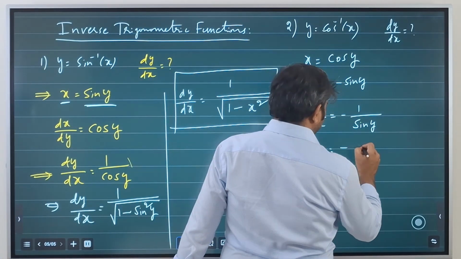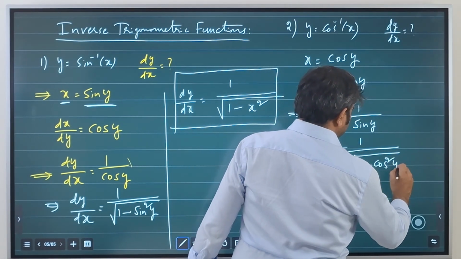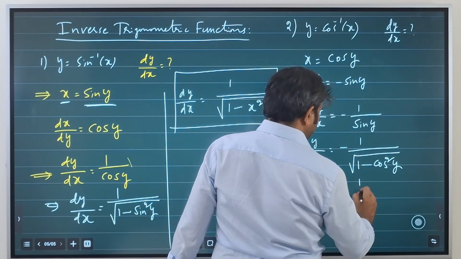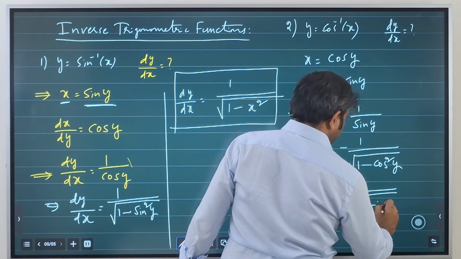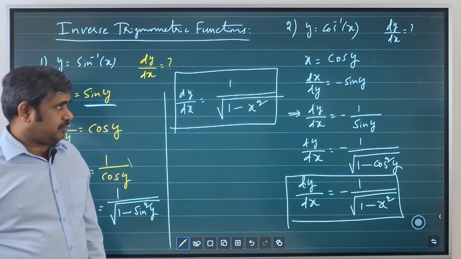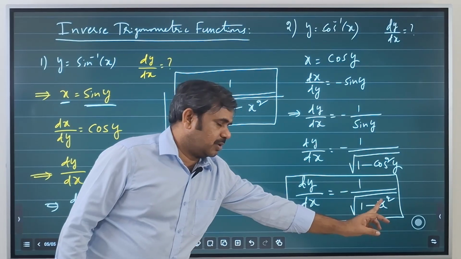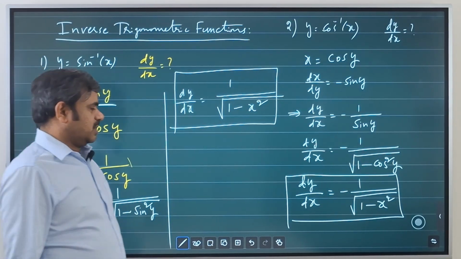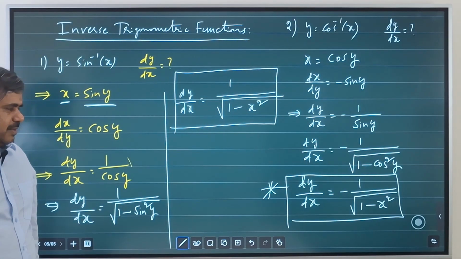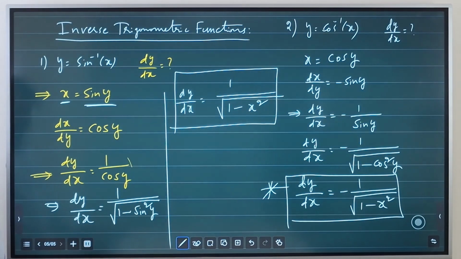If we proceed in a similar way as in the previous case, dy by dx is equal to minus 1 by square root of 1 minus cos square y. Hence dy by dx is equal to minus 1 by square root of 1 minus x square, because cos y is equal to x, so cos square y is equal to x square. So this is the second inverse trigonometric function and its derivative. Let's look at the third one.